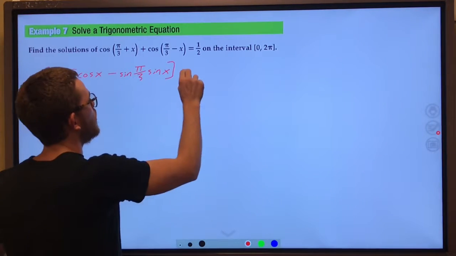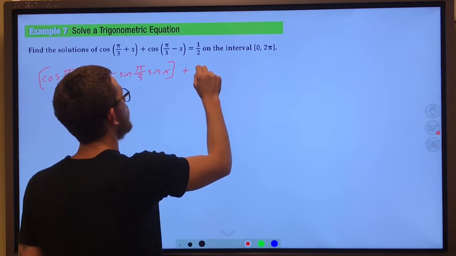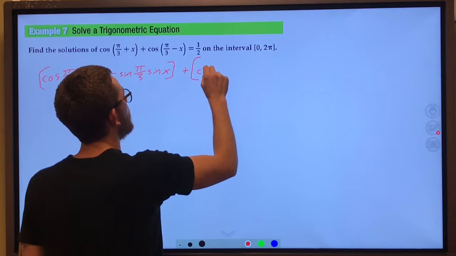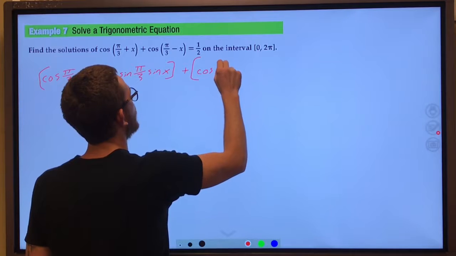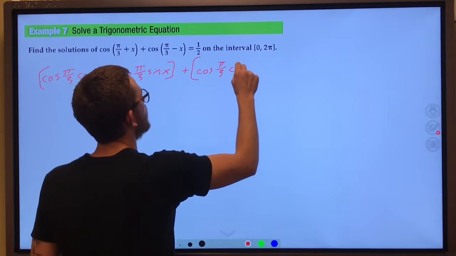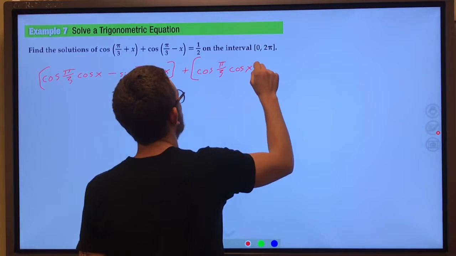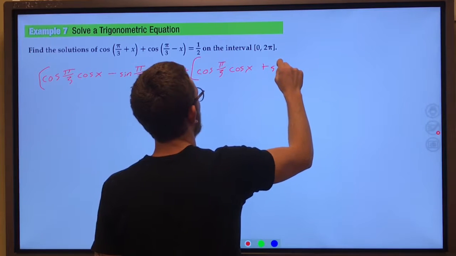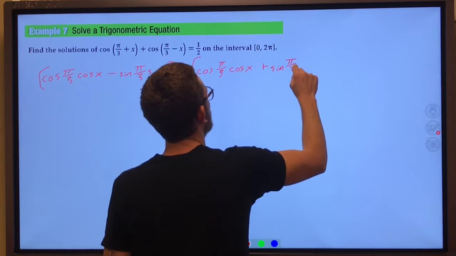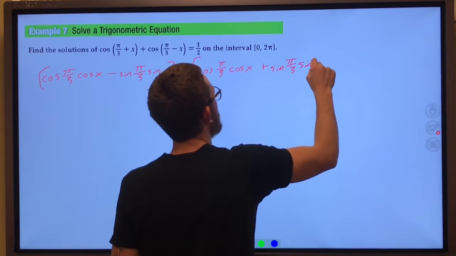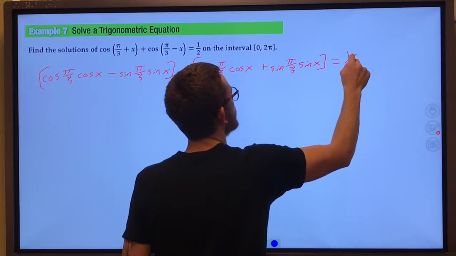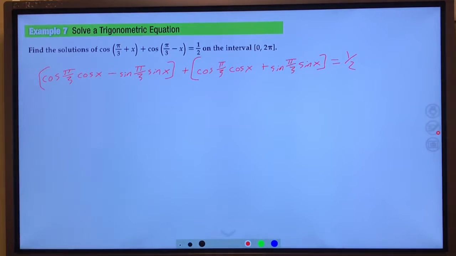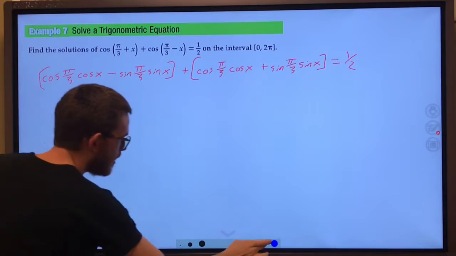Now I'm also going to rewrite this over here. This is cosine of pi over 3 cosine of x plus sine of pi over 3 sine of x. So that is using my cosine sum and cosine difference identity there, and now I can start to simplify these things.